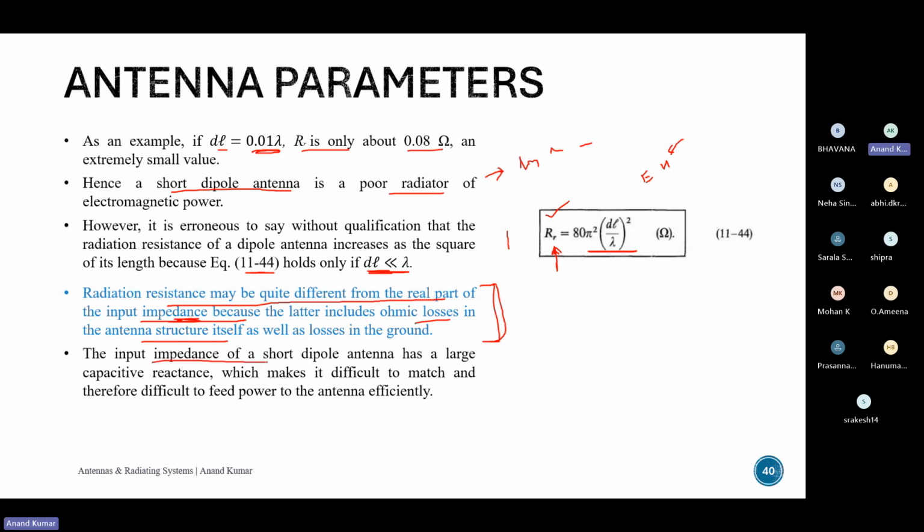The input impedance of a short dipole antenna will have real and imaginary parts, and it has capacitive reactance, which makes matching the feed power difficult. This is also a problem which we'll see later. But radiation resistance is not the same as input impedance. We have to be very clear with that.